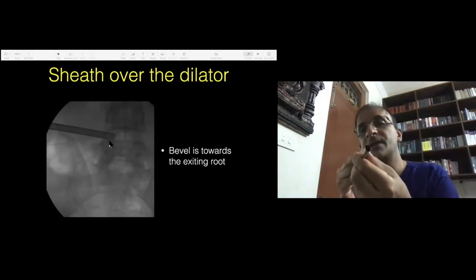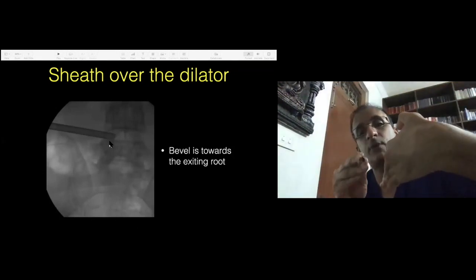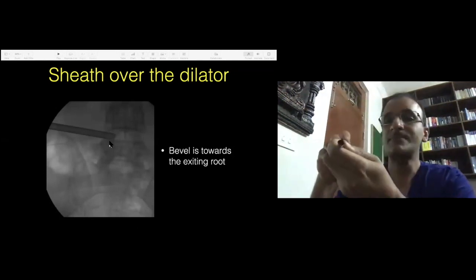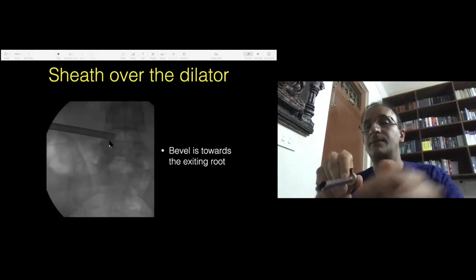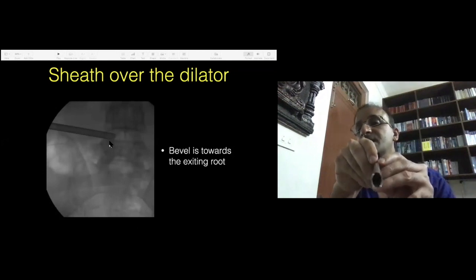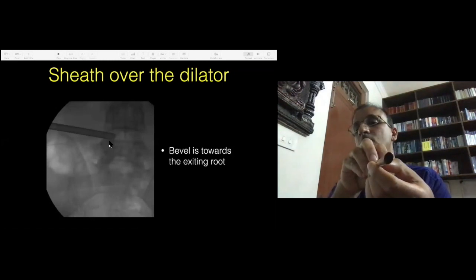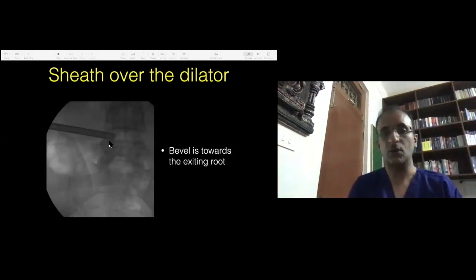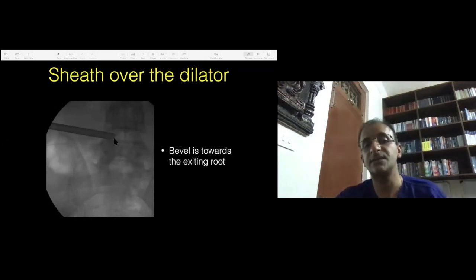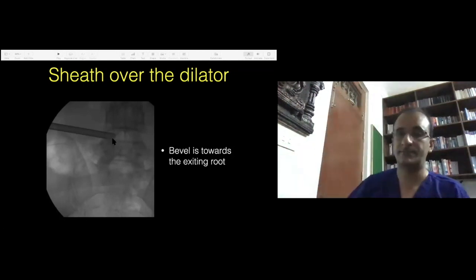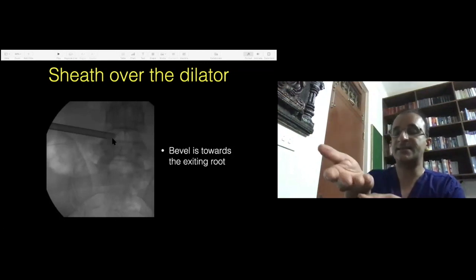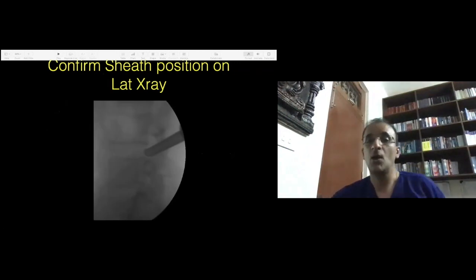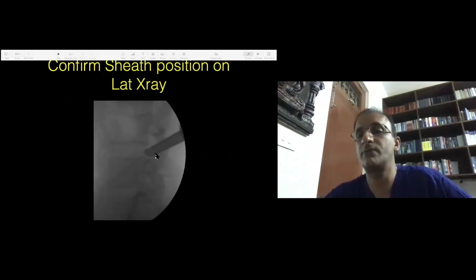So I'm going like this. If the exiting root is like this, I'm going like this, and thereafter, once I'm inside, I will rotate another 15-20 degrees. Then the position of the sheath would be like this. Can you appreciate? So when I am going inside, I'm going like this, so that I don't hit the exiting root. Again, I would confirm that this is near the medial pedicle line. And then I would rotate the bevel, so that what you see is in front and above. And why is that? I'll try to explain that as well. On lateral also, I would want to confirm my position of the sheath.